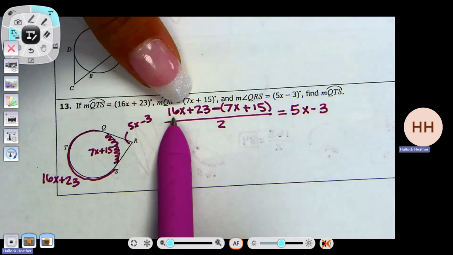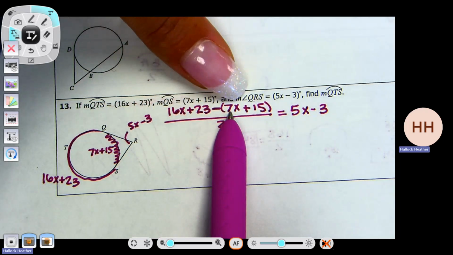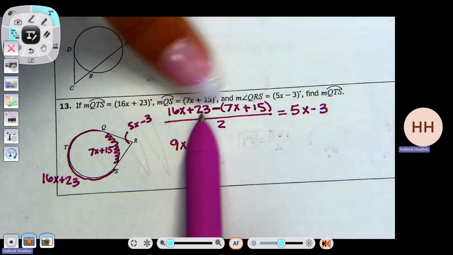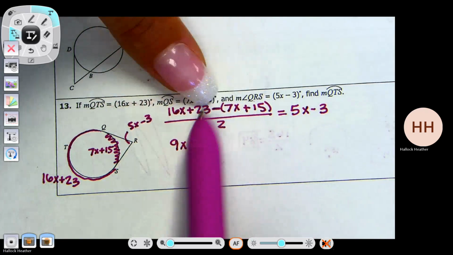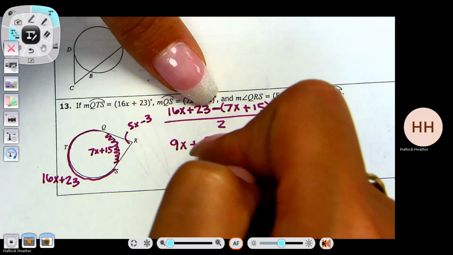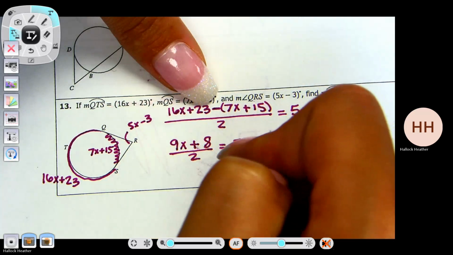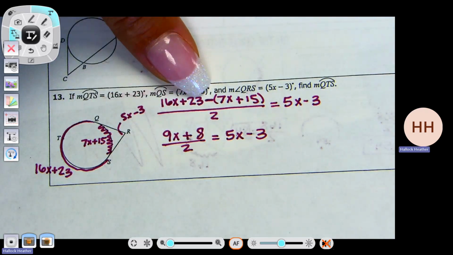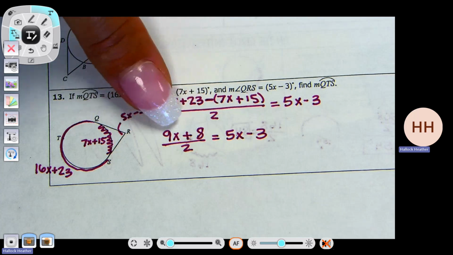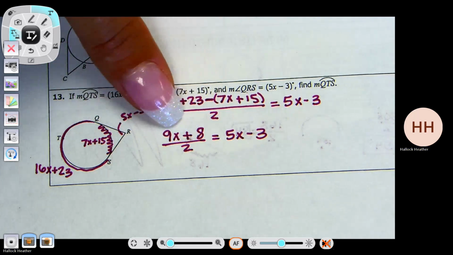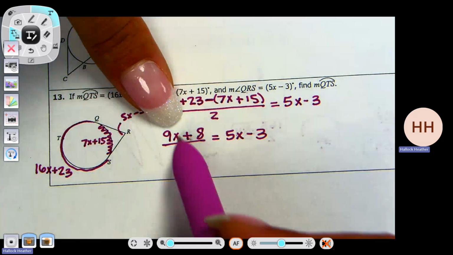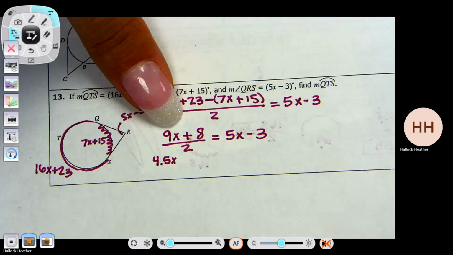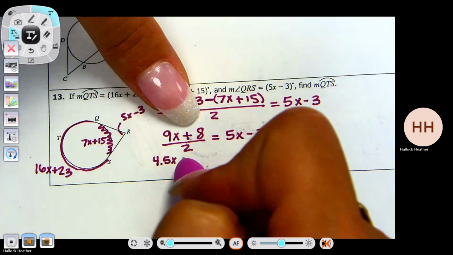So if I do 16 and I'm minus 7, 9x. If I do 23, you have to remember you're minusing 15. So just keep in mind that you're subtracting. Adding doesn't matter because it's adding. Okay, so now I can divide this by 2. You get a decimal, but it's okay. So 9 divided by 2 is 4.5. 8 divided by 2 is 4.